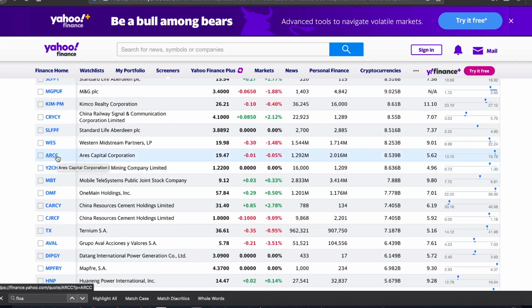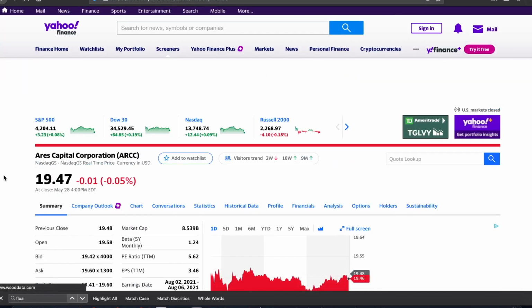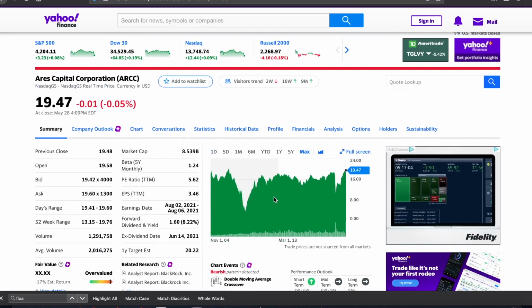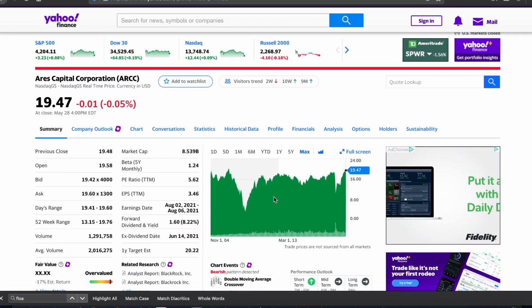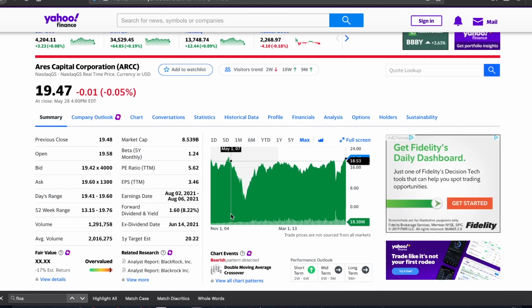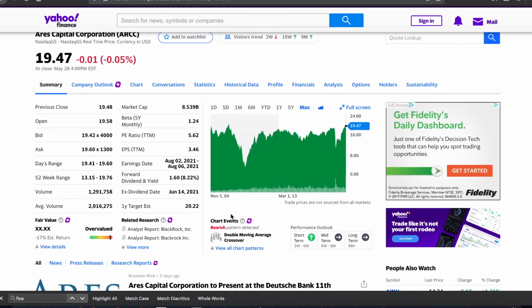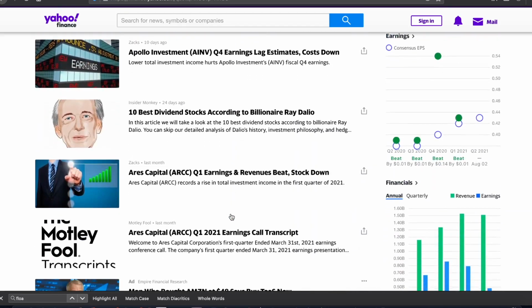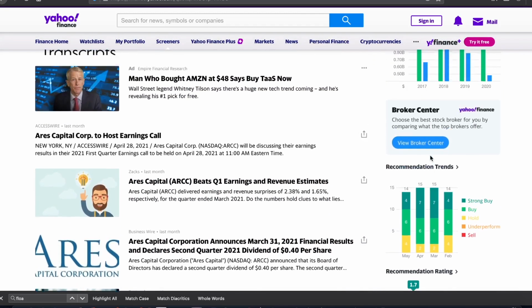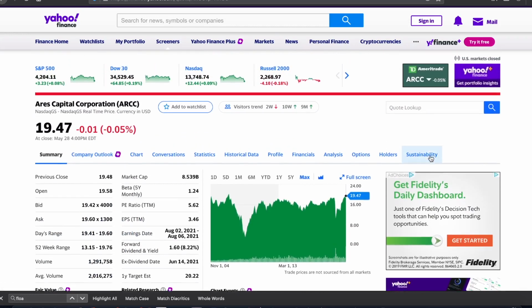All right, so let's take a look at Ares Capital. Seems to be a stable company. It's paying about 8% in dividends. Another thing I look at here is the analyst ratings. That's a pretty good rating here, 1.7. So a lot of the analysts that rate this company are saying it's possibly a buy. So that's a good sign.